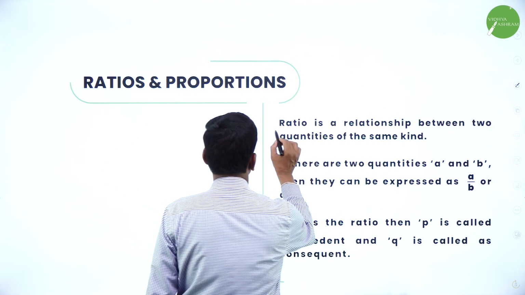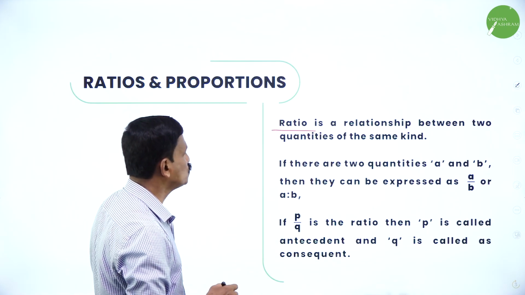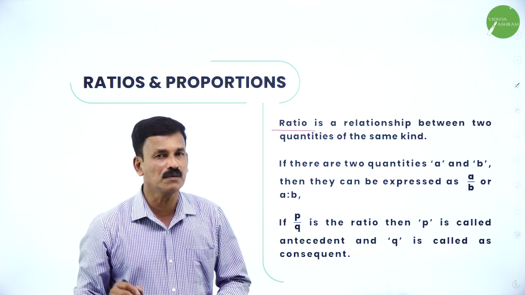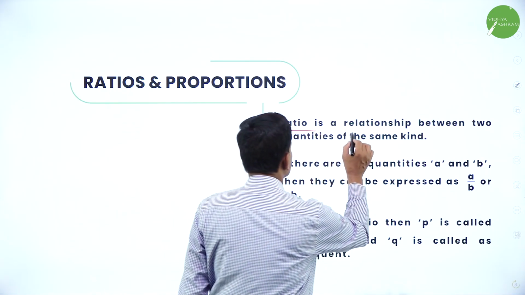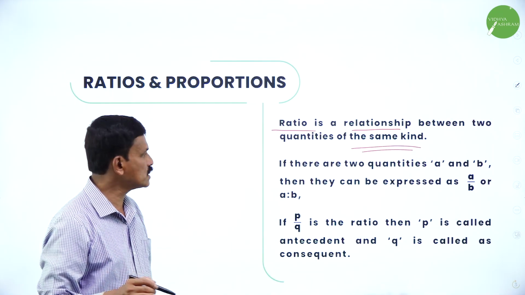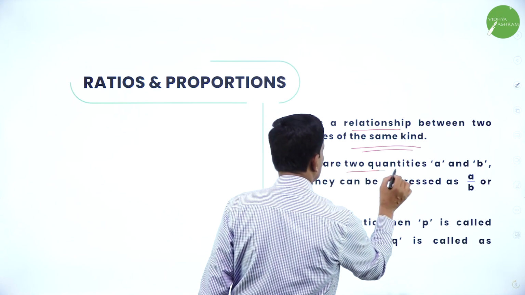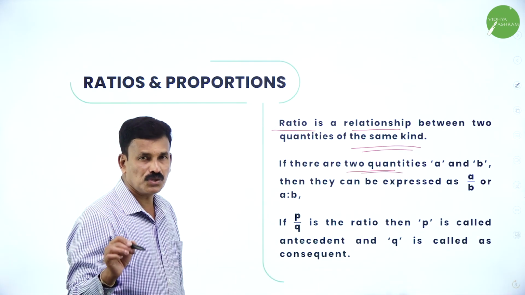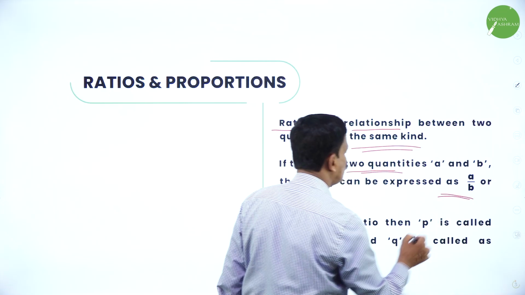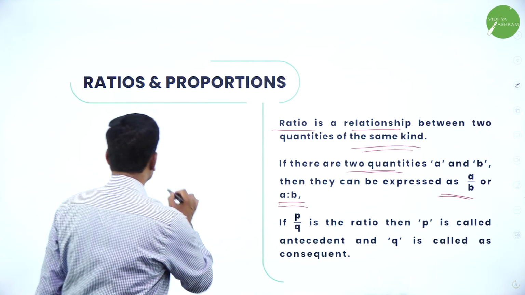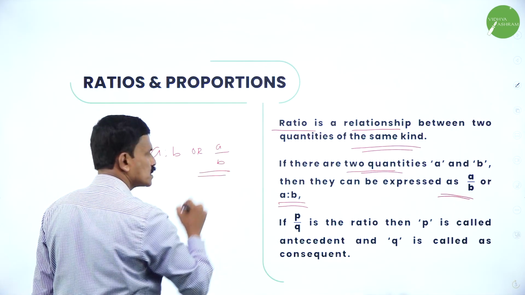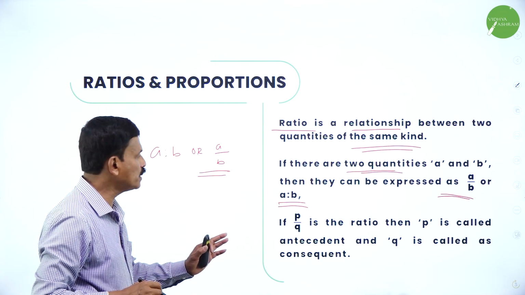What is a ratio? A ratio is nothing but a relation between two quantities of same kind. That is, if there are two quantities, say A and B, suppose A and B are any two same quantities, then they can be expressed as A by B or A is to B. That is called the ratio, A is to B or A by B.